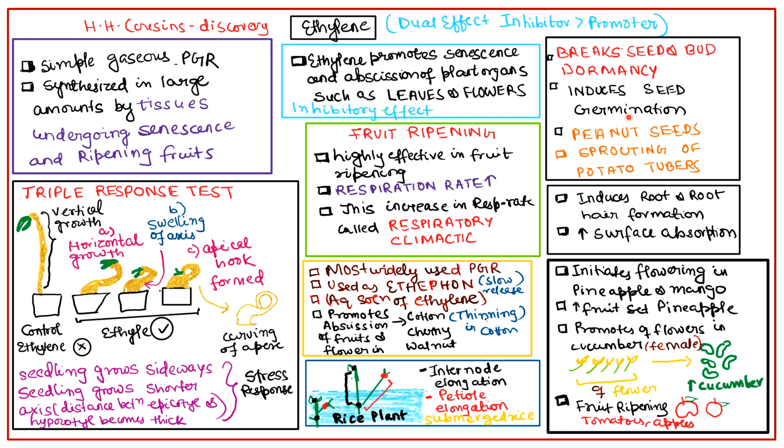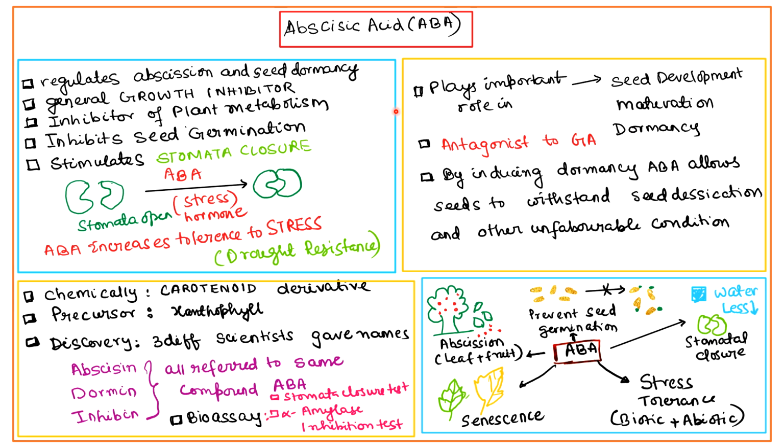That is, it is inducing peanuts seed germination, potato tuber sprouting, right? So it is a hormone which is showing dual action. Let's see the next plant hormone, that is abscisic acid. Abscisic acid is a general inhibitor.